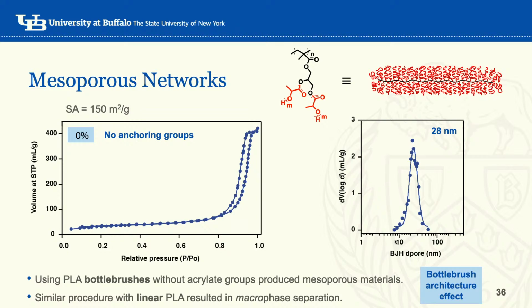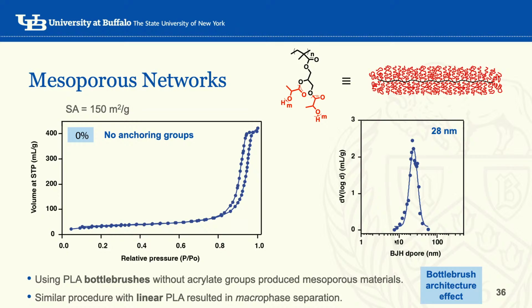Why? Because when you cross-link, those PLA chains will aggregate and you'll create macro-scale structures. So they'll undergo macro phase separation. You'll etch, you will end up with giant pores and no measurable surface area. So this in itself shows the effect of the bottle brush structure.